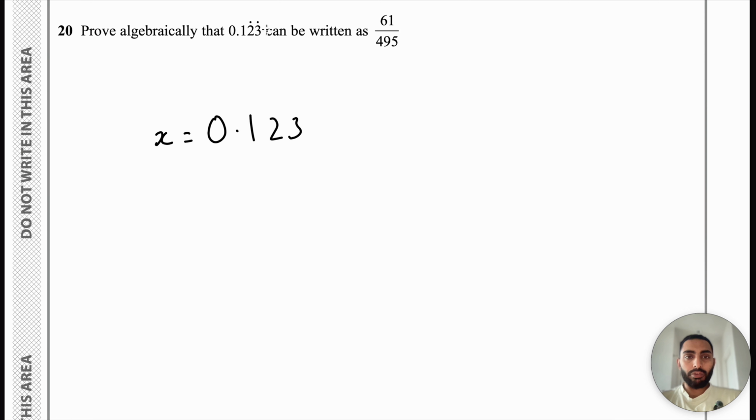0.123 with the 2 and the 3 being repeated. So I'm just going to copy and paste that every time. So 2, 3, 2, 3, and it would go on forever. Because there's 2 decimal places that are repeating, I'm going to multiply by 100. If it's 3, I'd multiply by 1,000, but it's just 2.